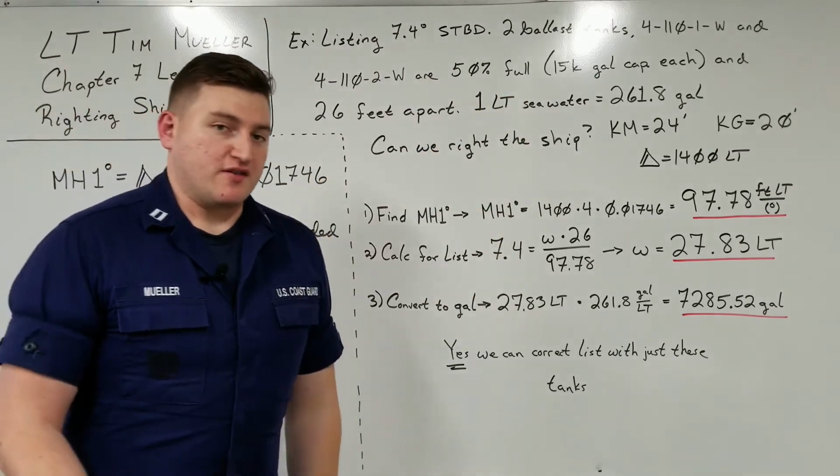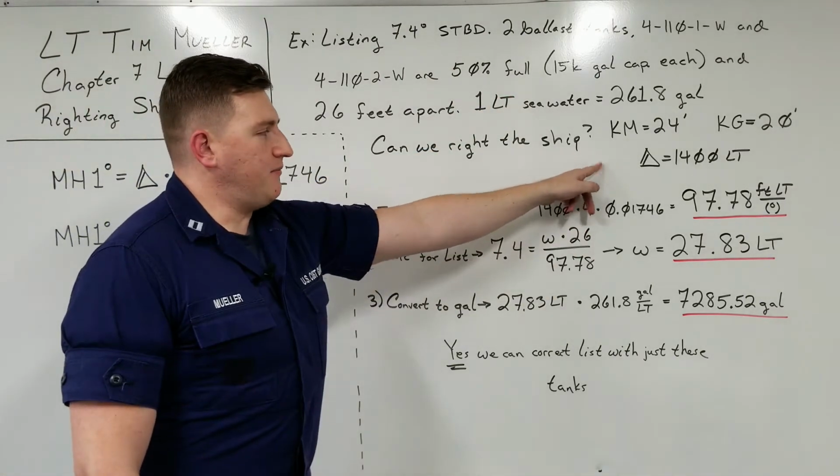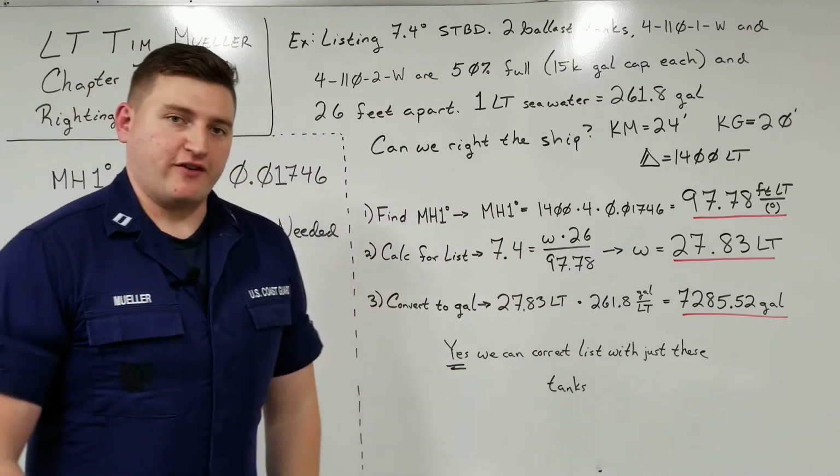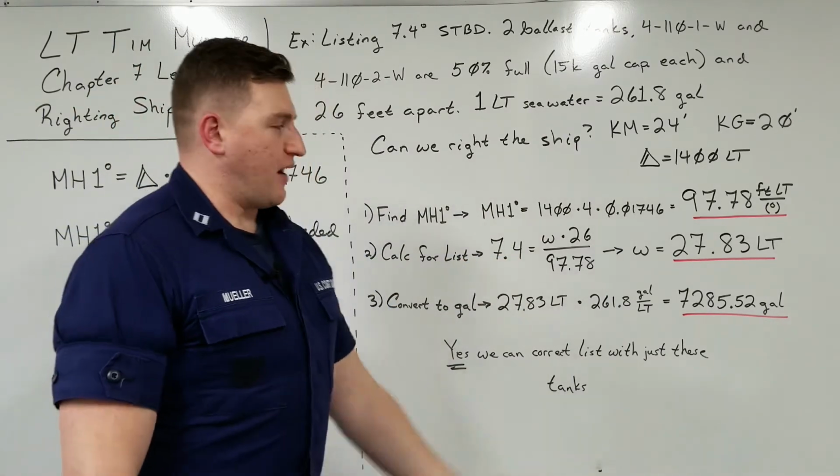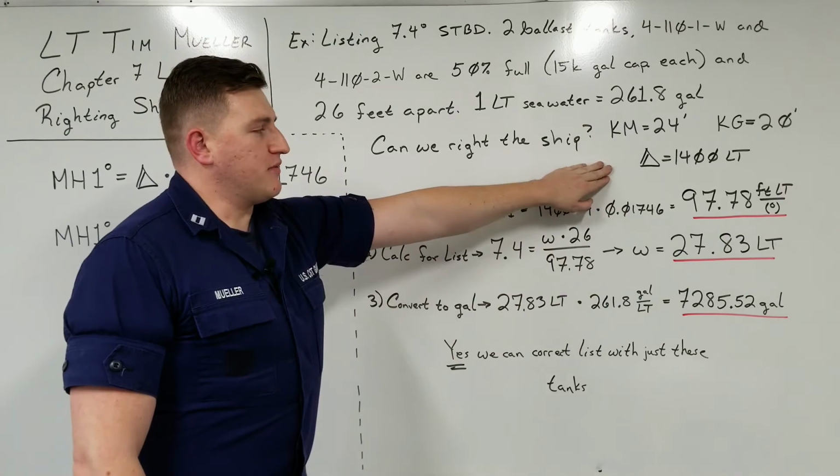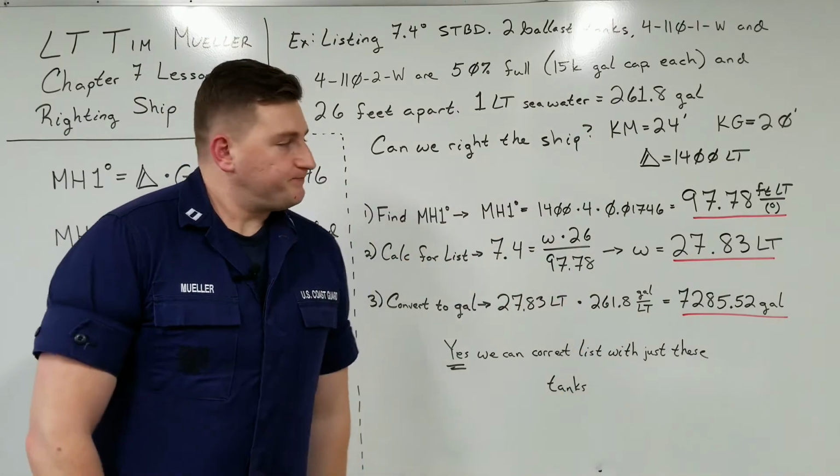Some basic characteristics of the ship at this moment. The KM, so the height of the metacenter, is 24 feet. KG, the height of the center of gravity, is 20 feet. And the displacement of the ship is 1,400 long tons.